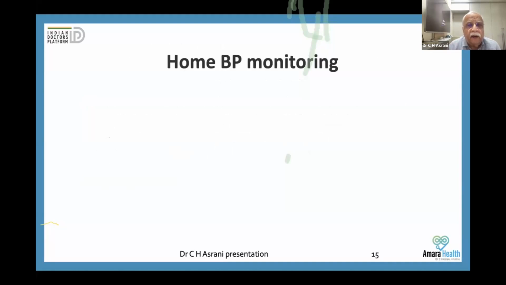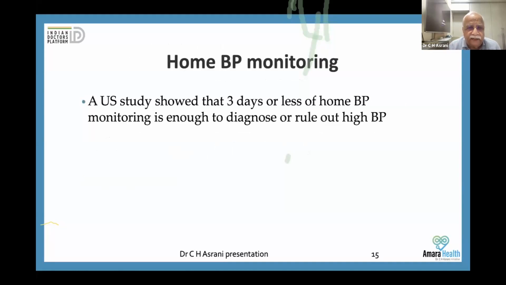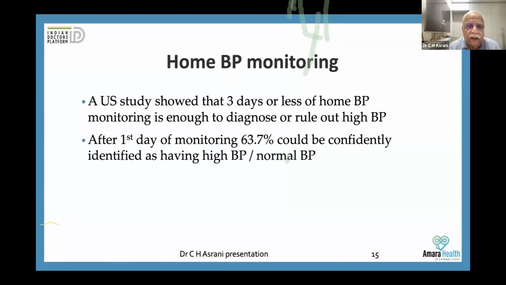But now home BP monitoring is also being accepted. The US study showed that 3 days or less of home BP monitoring is enough to diagnose or rule out high BP. But with all the instruction followed, nothing in a haste, different times of the day. After first day of monitoring, 63.7% could be confidently identified as having high blood pressure or normal blood pressure.